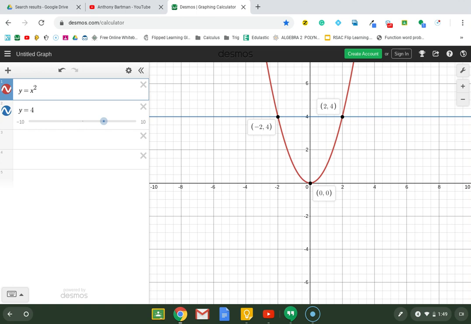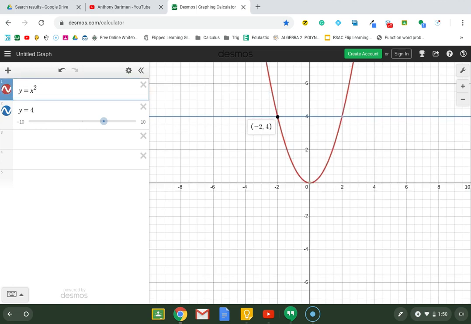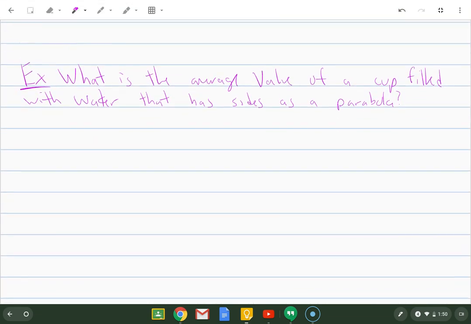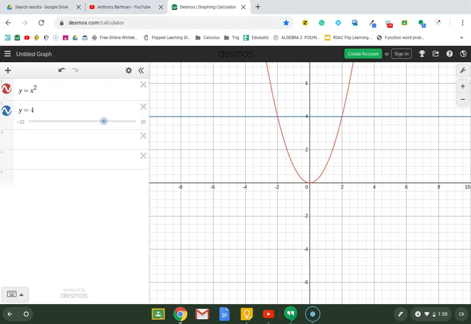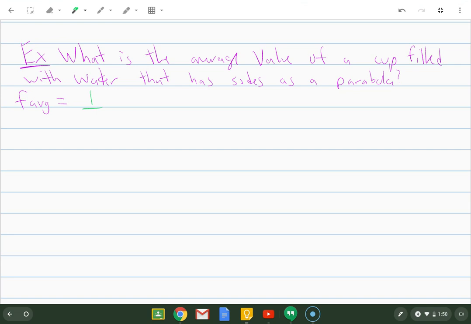Okay, so we're going from -2 to +2 for the x values. Let's try and do this. How far are we going? We say f average is going to equal 1 over b minus a. And remember, b is 2 and a is -2, our x values. So it's 1 over 2 minus -2. And then we have to do the integral.